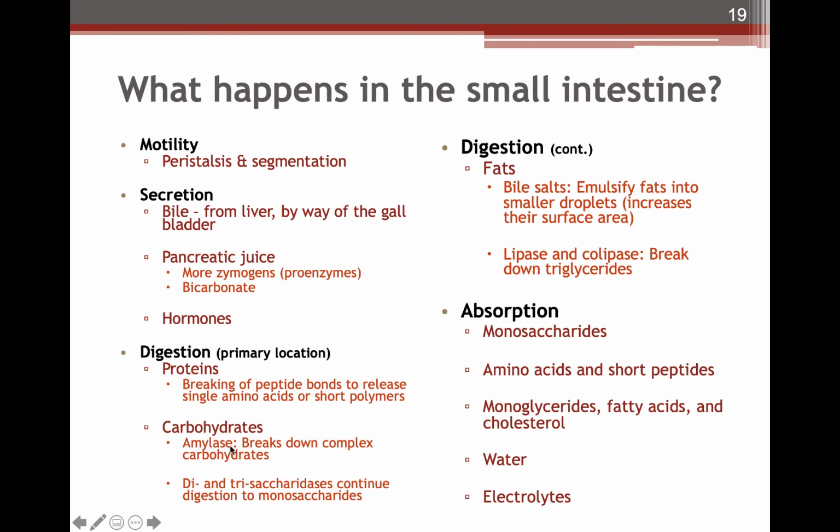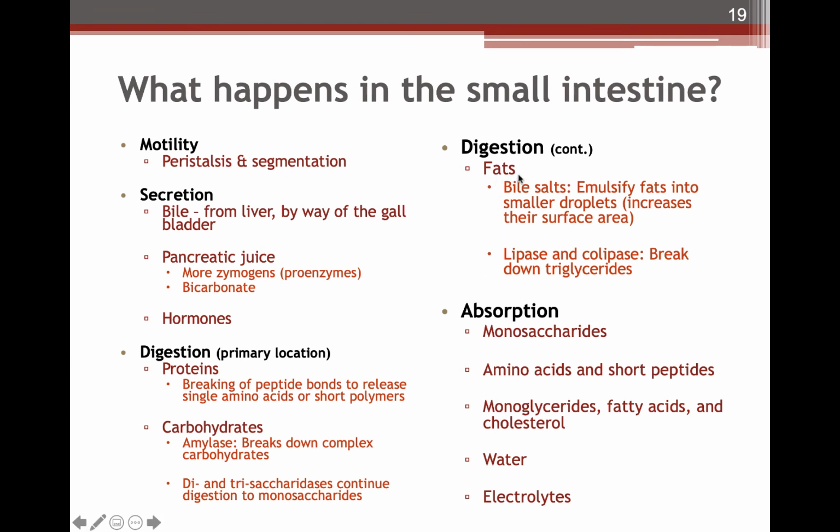Remember, amylase was released by the salivary glands, but that enzyme denatures in the acidic stomach. So this is another boost of amylase from the pancreas. Pancreatic amylase continues the breakdown of complex carbohydrates. And then there are di- and trisaccharidases. These are enzymes that break down di- and trisaccharides into monosaccharides. All carbohydrates need to be monosaccharides before they can be absorbed. So glucose, galactose, and fructose are the three monosaccharides.